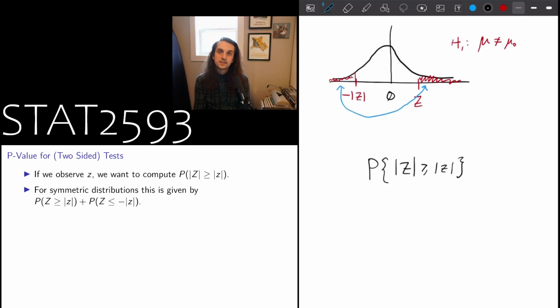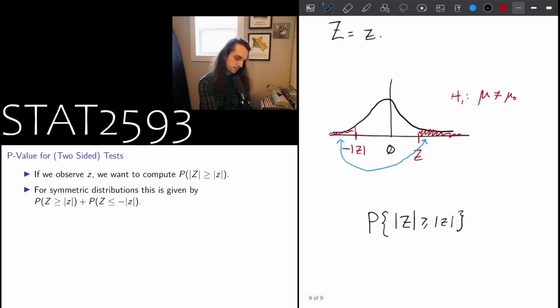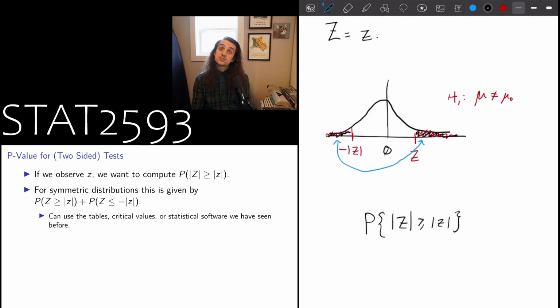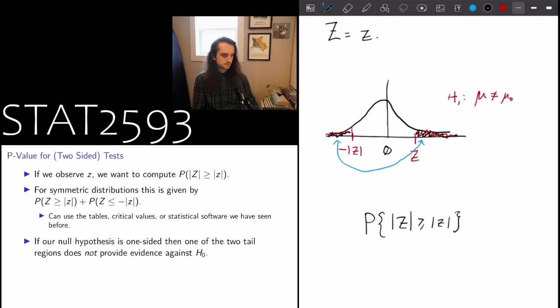Now, because we're dealing with a symmetric normal distribution, we can start working this out, and we can say that those are the two tail values that we have here, right? So the probability that it's larger than the absolute value of z plus the probability that it's less than the negative absolute value of z. If we add those two areas together, that works because of the symmetry of the distribution. And so now we could use the tables, the critical values, or the statistical software that we've seen in order to actually get values for these normally distributed statistics.